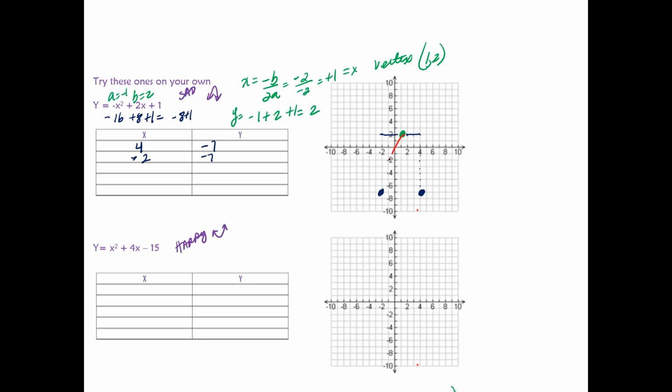And at this point, these 2 points are more than enough for you to see where the graph goes, and that's sufficient. All right, let's go ahead and give this one a try.